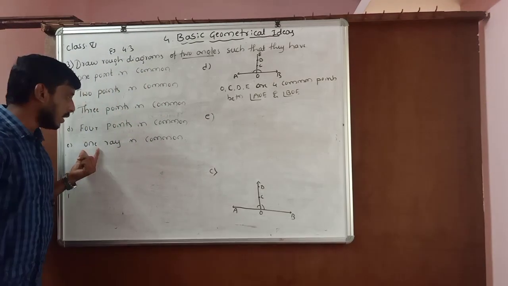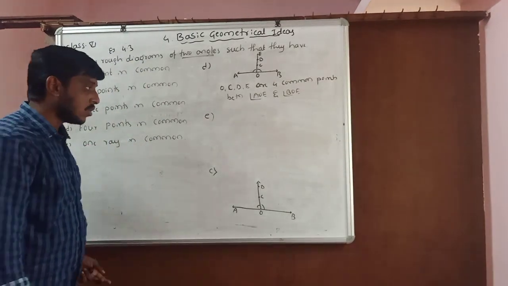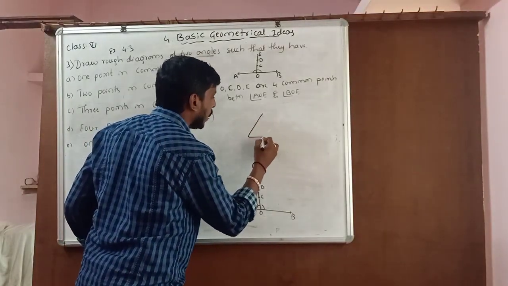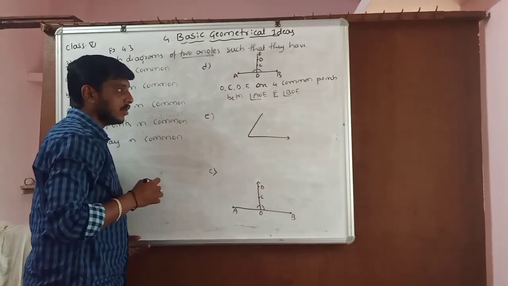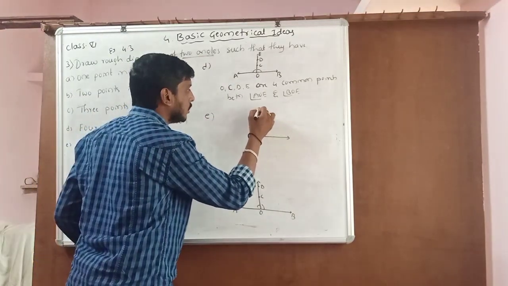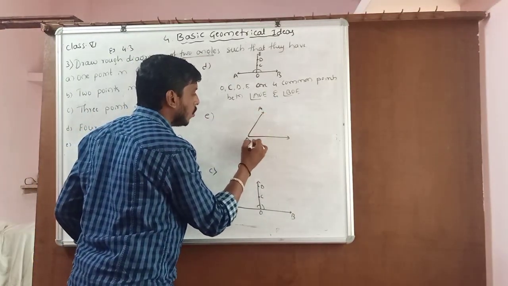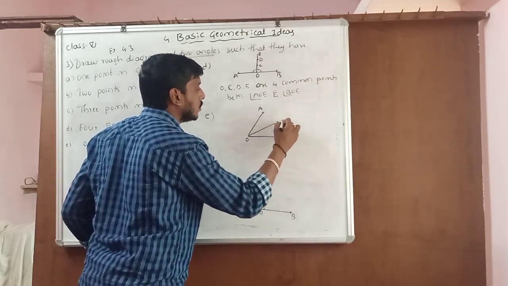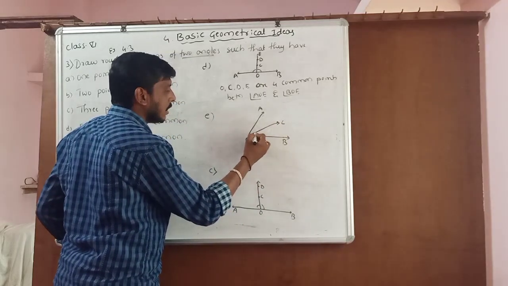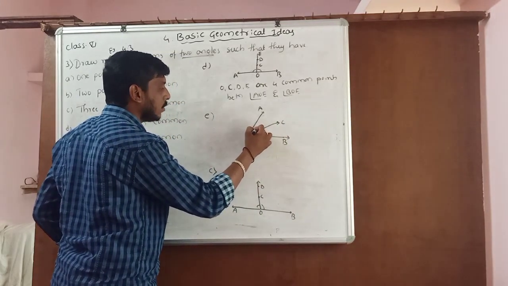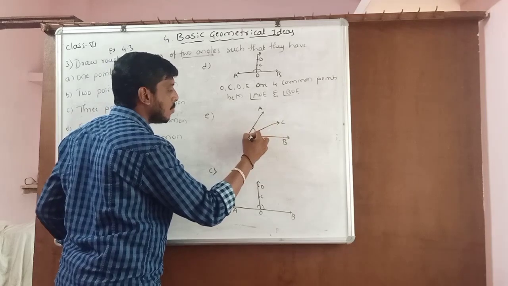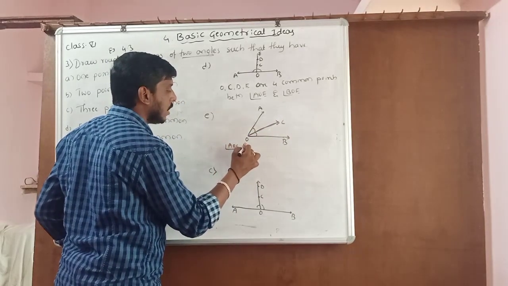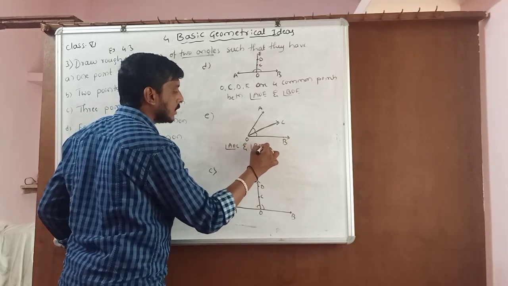So the last one is what? E. One ray is common. Here I will draw. How many angles do they want? Two angles. One ray is common. So this is A, this is O, and this is B. I will draw one common ray. So this is C. See, this angle BOC and this angle AOC. These two angles have a common what? OC. Angle AOC and angle BOC.